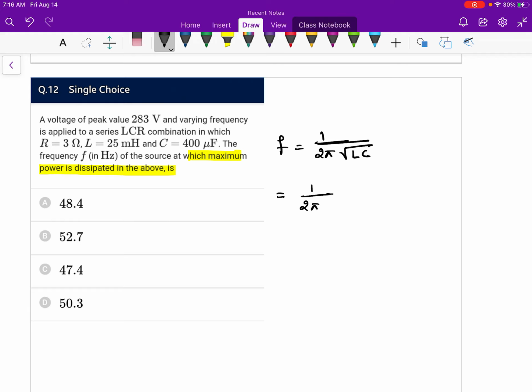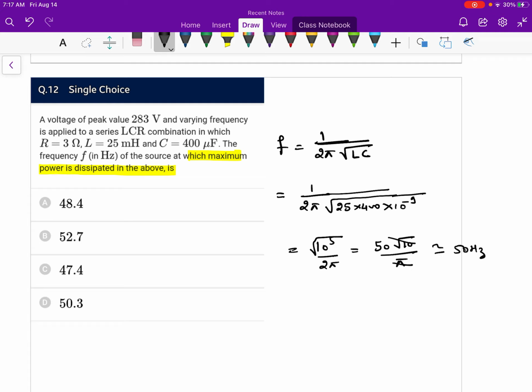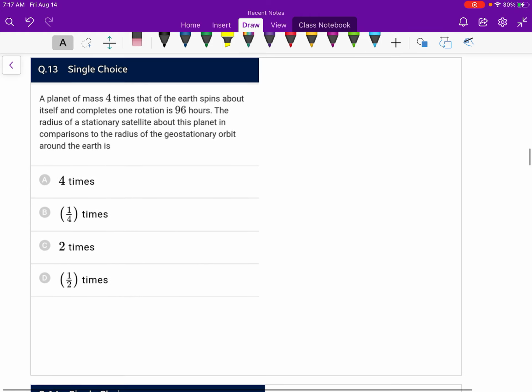So 25 into 400 milli and micro, 10 to power minus 9. So this is 10 to power 5. So 10 to power 5 upon 2 pi under root, which is 50 root 10 upon pi. Guys, root 10 and pi are approximately same. So this is approximately 50 hertz. So D is the correct option.